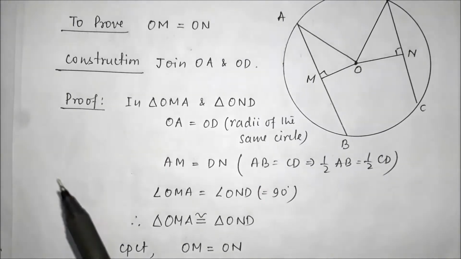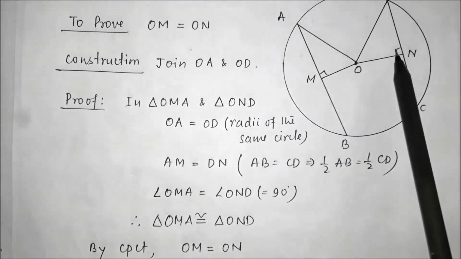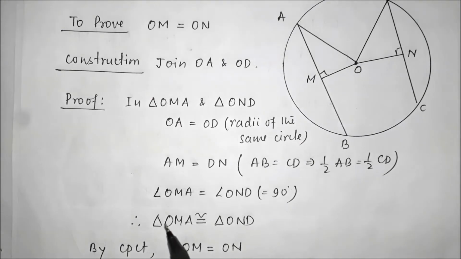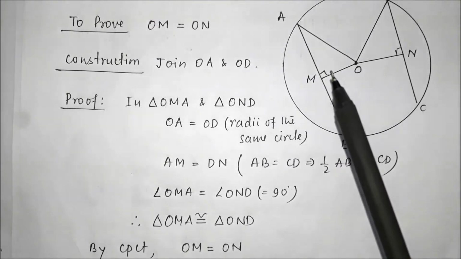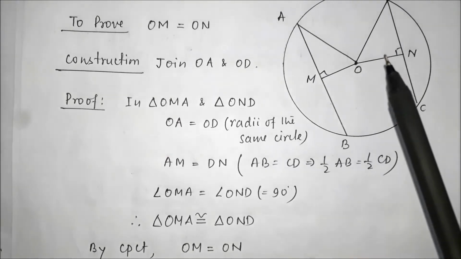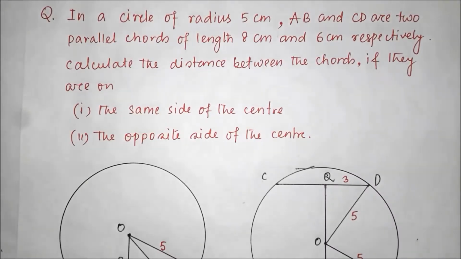So these two are equal, and one angle is a right angle. So we can say that these two triangles are congruent to each other. And if these two triangles are congruent to each other, therefore by CPCT we can say that OM equals ON. Now let us take one sum based on circle.